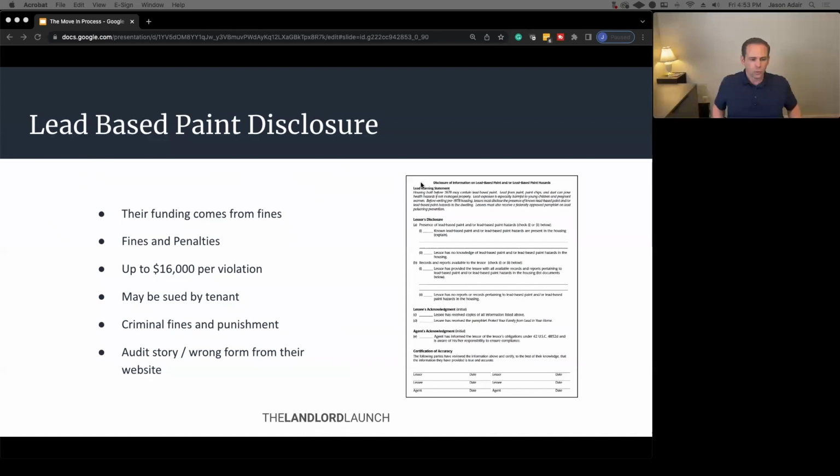So I have a little story that we dealt with here. What I think is important to note about the agency within the EPA that manages all this, at least at the time for sure, it's been a while since I dealt with them, is that they are funded by the fees and the fines that they levy against landlords.